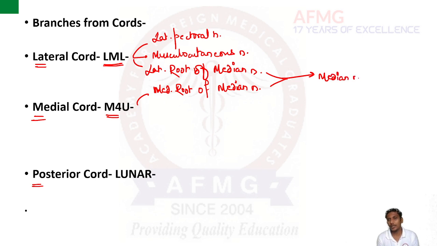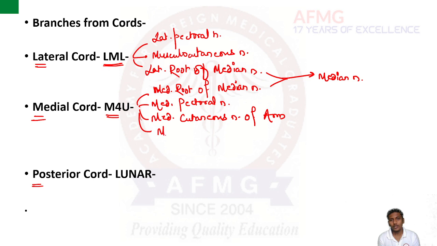So please remember, the next M is your medial pectoral nerve, again supplying the pectoral muscles, pectoralis major as well as pectoralis minor muscle. The third M is your medial cutaneous nerve of arm, whereas the fourth M is your medial cutaneous nerve of forearm.